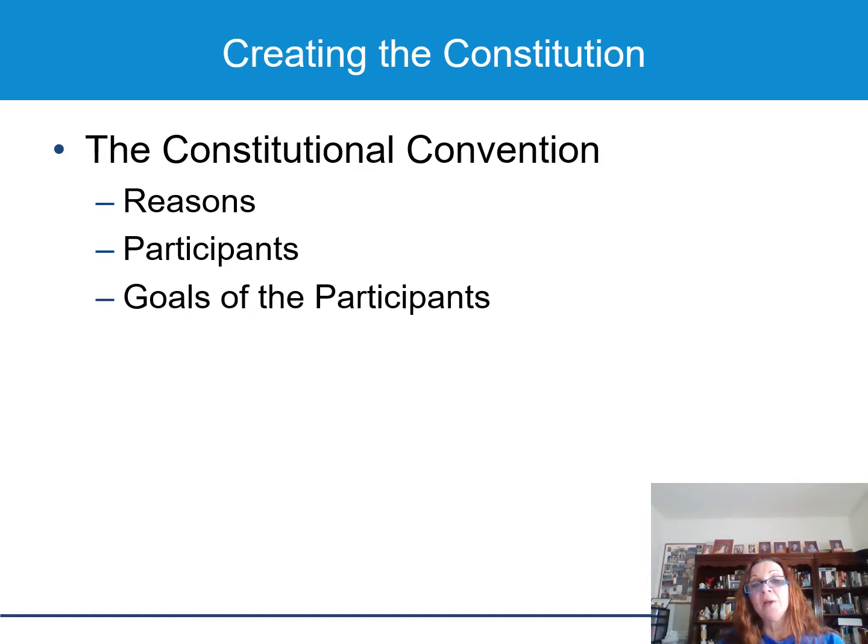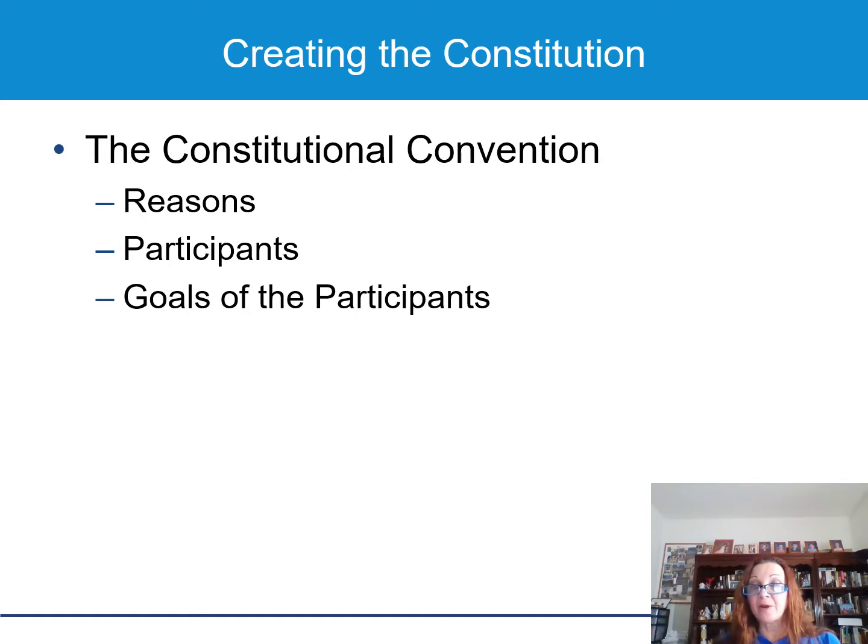The goals of the participants really were to create a government that was dignified and respected, a government that could endure the test of time, a government that all people felt was their government. And when we look at what they created, in the sense that it has lasted for over 200 years, those goals were met. They have created a government that is dignified and respected.